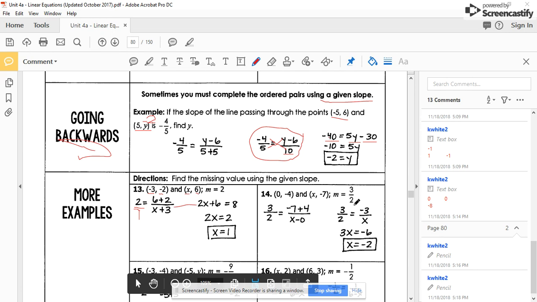All right, next one. m is 3/2, so 3 over 2. y2, which is -7, minus a -4, so +4. On the bottom, x minus 0. -7 plus 4 is -3. And x minus 0 is just x. Cross multiplying, 3x. And then 2 times -3 is -6. Divide by 3, and it is -2.